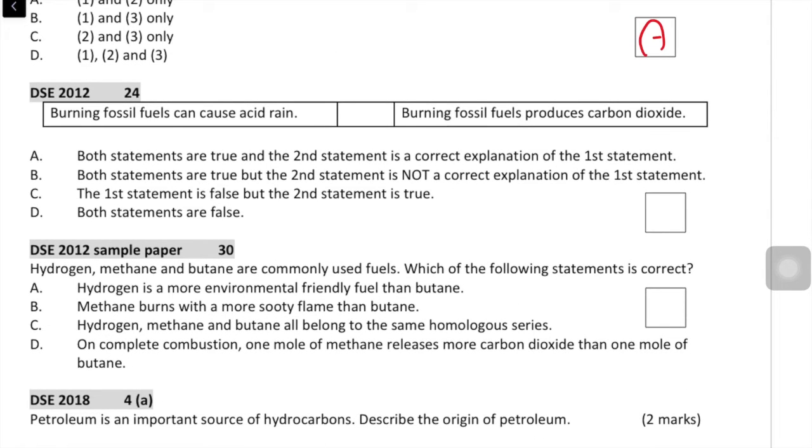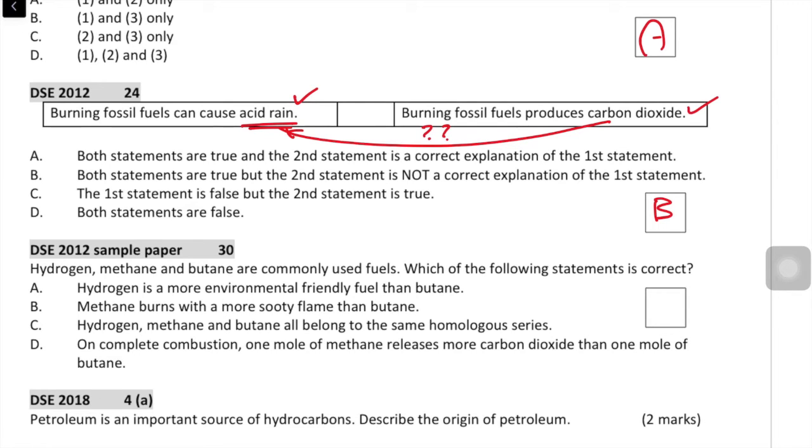Next one, burning fossil fuel can cause acid rain, correct. Burning fossil fuel can produce CO2, correct. But what I want to ask is, does the acid rain come from the CO2? No. The main source for acid rain is NO2 and SO2, so it should not be related to CO2. So both statements are correct. But sorry, the second one is not an explanation for the first one. Okay, so keep a question mark here.